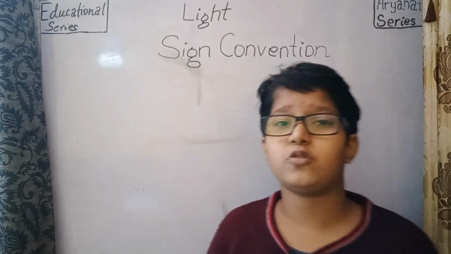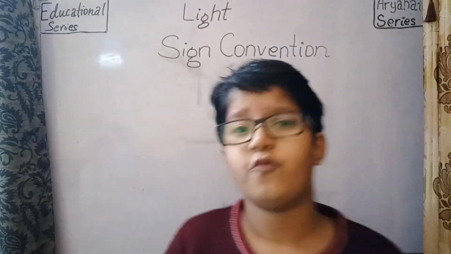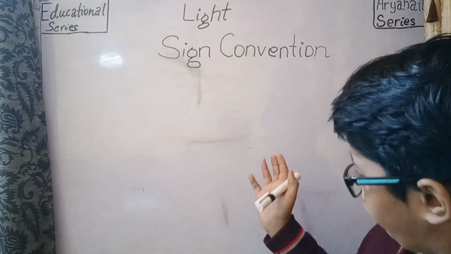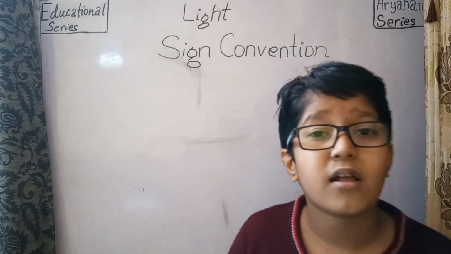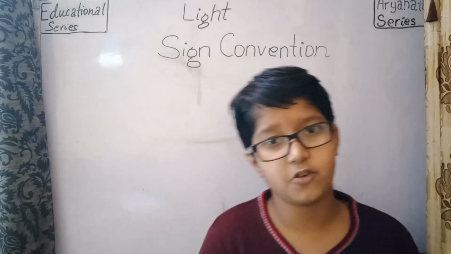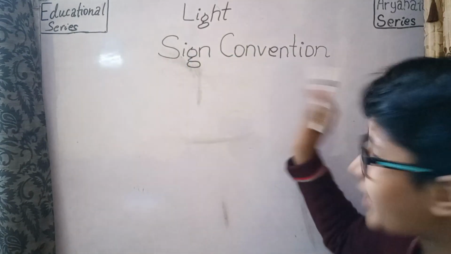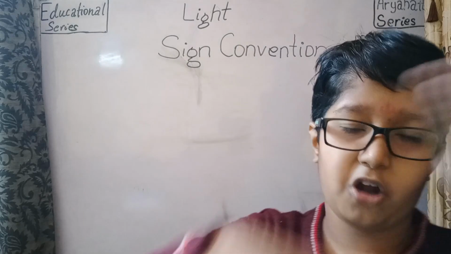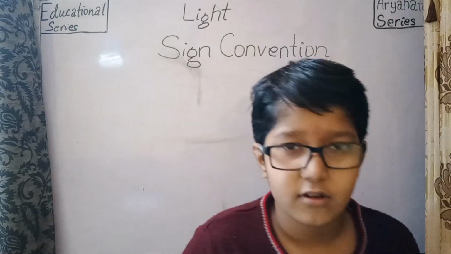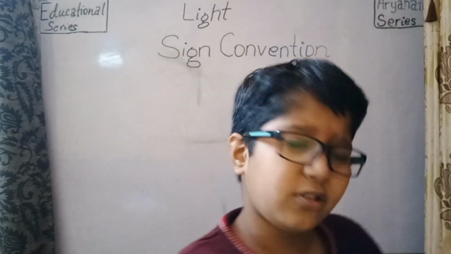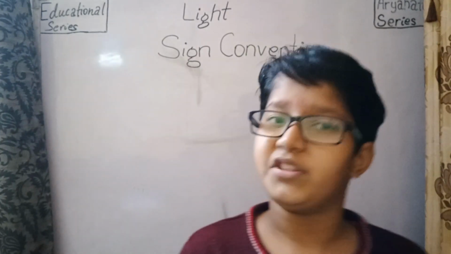Now sign convention helps us to see. Suppose you are doing a numerical. We will learn about the mirror formula and the rules of magnification of a mirror after sign convention in this video only. So sign convention helps basically, now you know that this is the height and this is the focal length. But how will you know if the image is real or virtual, erect or inverted? Sign convention helps you with that.